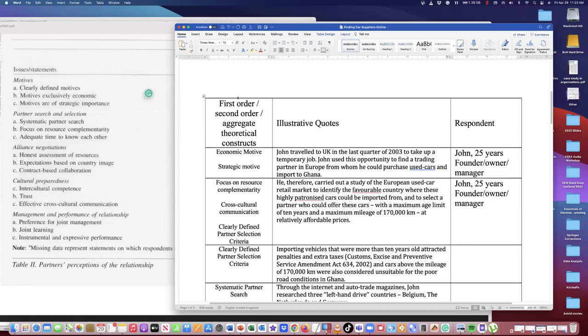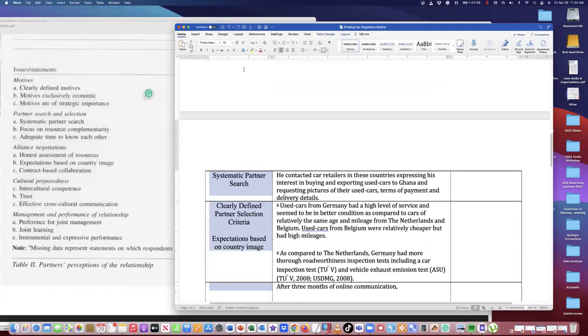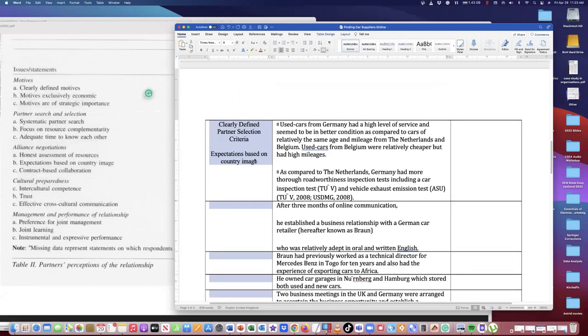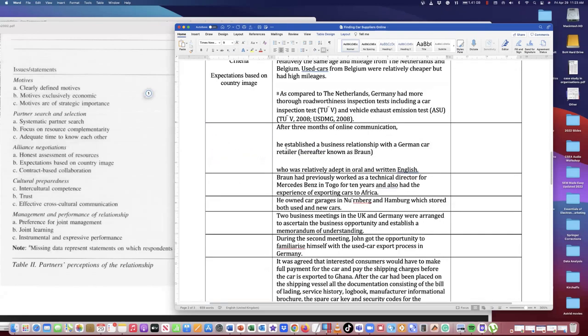Oh, I understand the thing when I ask you. They have been buying cars. Some of them may already be selling cars online. After three months of online communication, what is this? It's in the theory. What is it?